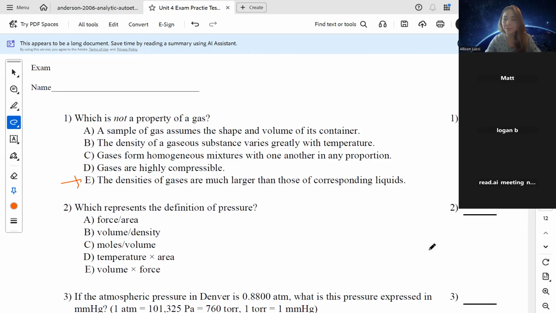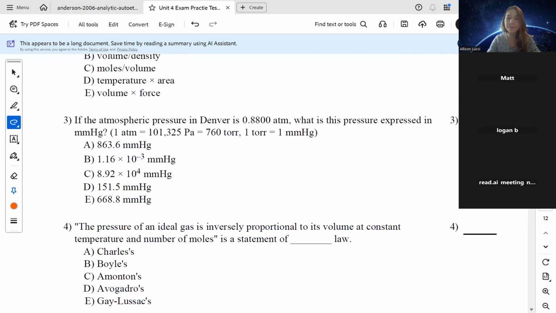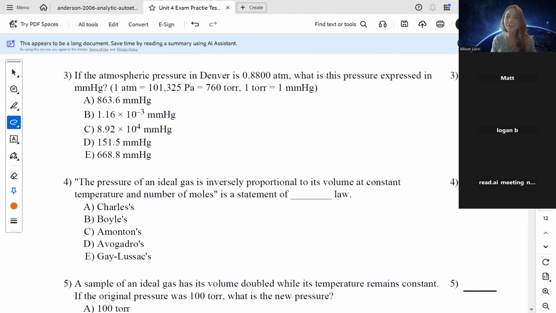Again, some of these are just going to be definitions. A unit of pressure, or the definition of pressure, I'm sorry. Again, a definition: force divided by area is how we measure pressure. All of our units that represent atmospheric pressure, remember, are measuring that force pushing down on us. Let's see, question number 3 here.